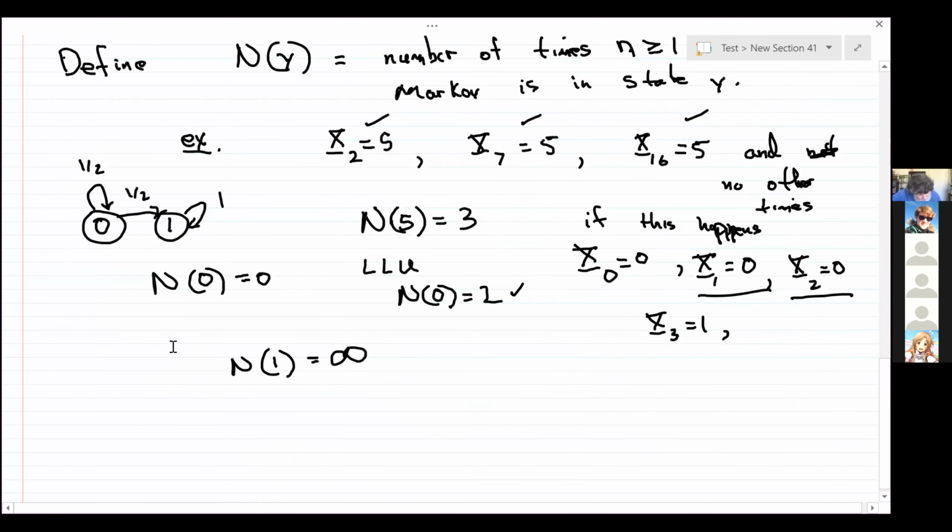We were doing capital N. Oh, and I was saying it was random. And you can see it's random because the number of times you actually visit 0 in this case depends upon how many loops you make, right? And so it could be this. So what's the point? Capital N of Y, or in this case, capital N of 0, is a random variable.